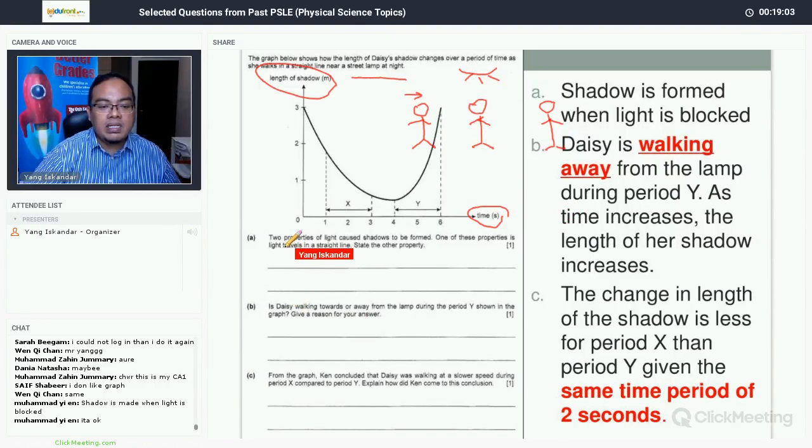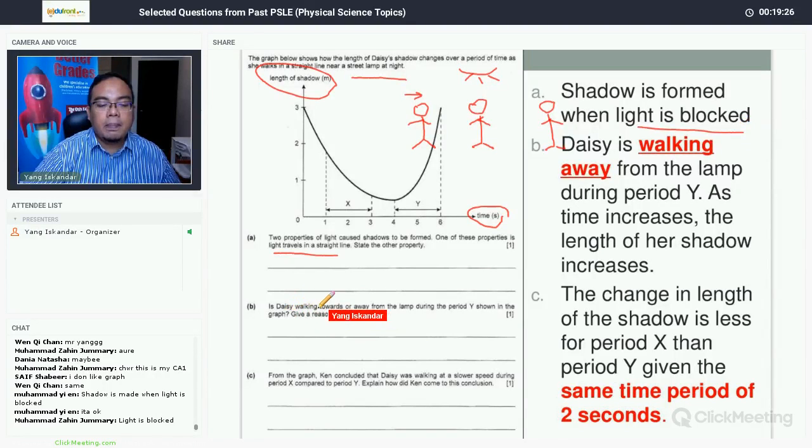Right? Now let's take a look at question number 1. Part A. Two properties of light cause shadows to be formed. One of these properties is light travels in a straight line. Okay, we know that light travels in a straight line is one of the properties of light. Let's take another property. Shadow is formed when light is blocked.